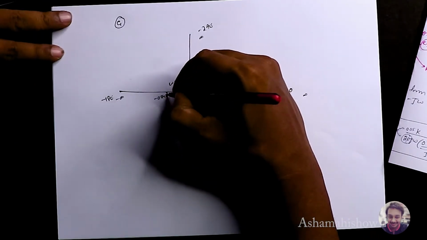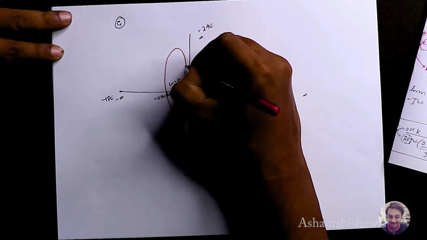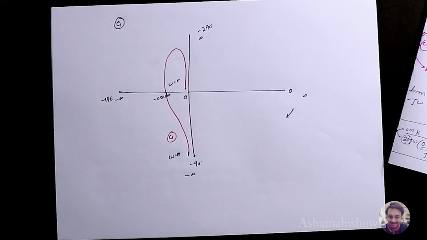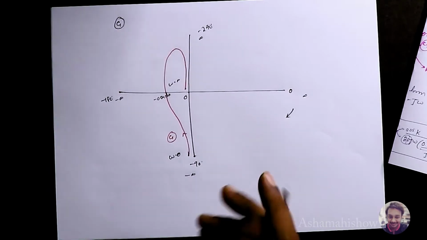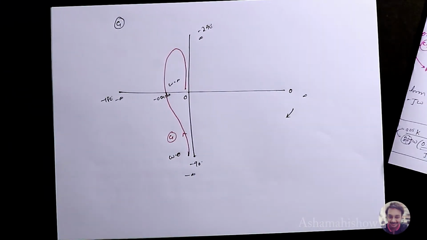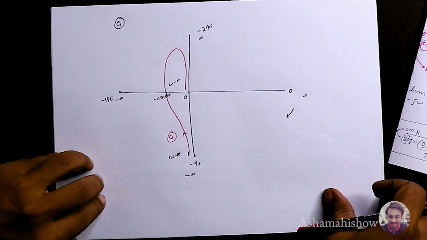So this was my C1 section. This is how it goes on. Okay, so this is C1. Now we have to do C2, C3, C4.